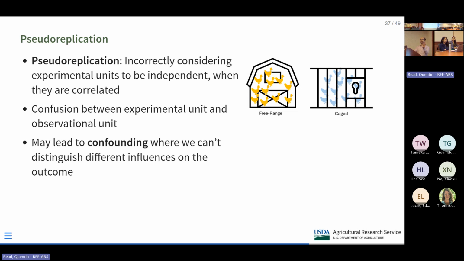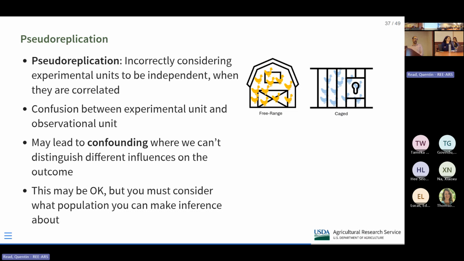So that particular mouse that you got the 10,000 cells from might just have higher gene expression for a particular gene just because of that one individual's quirk. But if you consider those 10,000 cells to be independent, you're like, wow, the treatment had a really big effect on the expression of that gene, but really it might not be. It's just that individual mouse had a high expression. So sometimes it can be okay, but you have to consider what population you're making inference on.